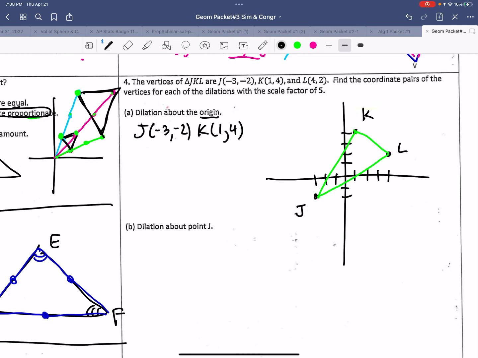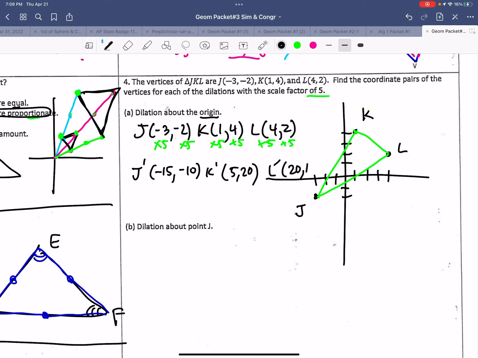by multiplying by 5. So by 5, by 5, by 5, by 5, by 5, by 5, right? So negative 15, negative 10, 5, 20, 20, 10. All right. What if you dilated it around point J? Okay, so this would now be 1, 2, I got to go all the way out to 5.